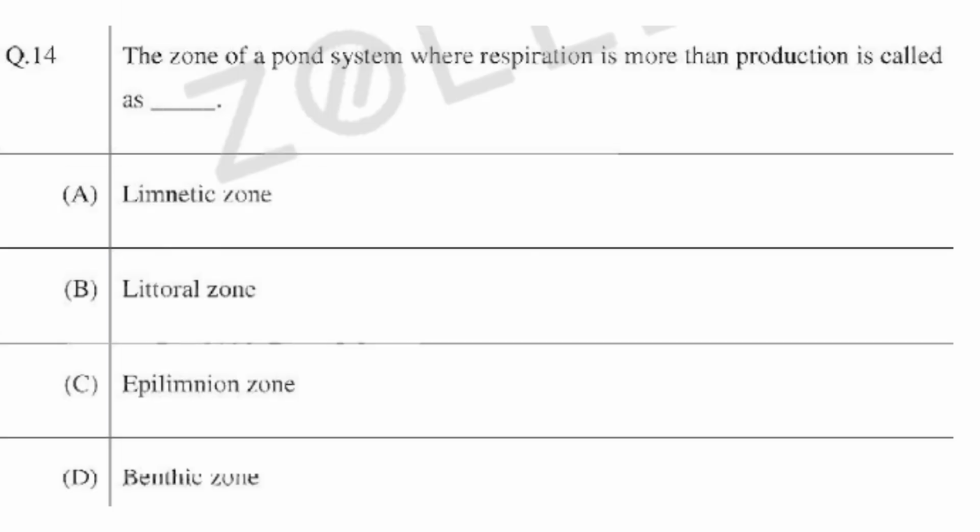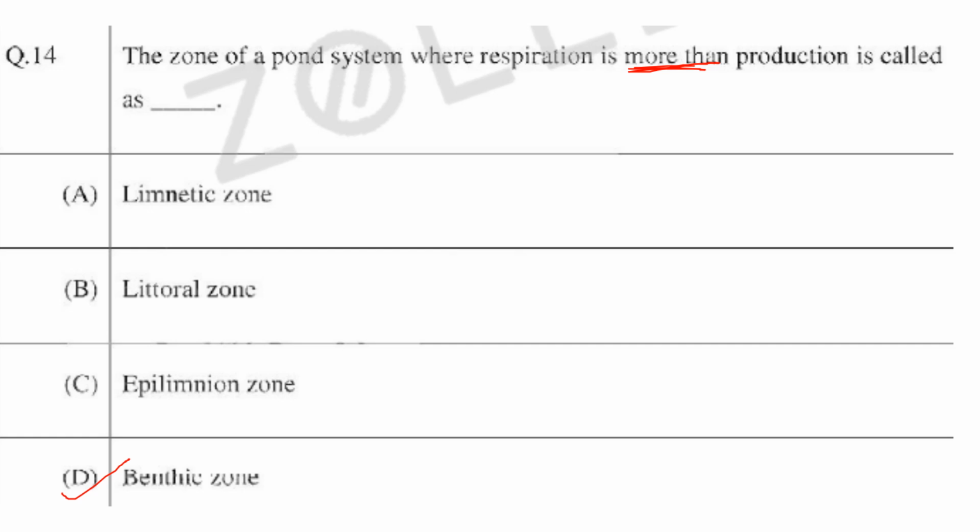Then next one. The zone of a pond system where respiration is more than production is called. It is called the benthic zone. Answer is option D. In benthic zone, decomposition and heterotrophic activity is more. So this leads to limited light penetration and low oxygen levels. So in benthic zone, the respiration is more than production.